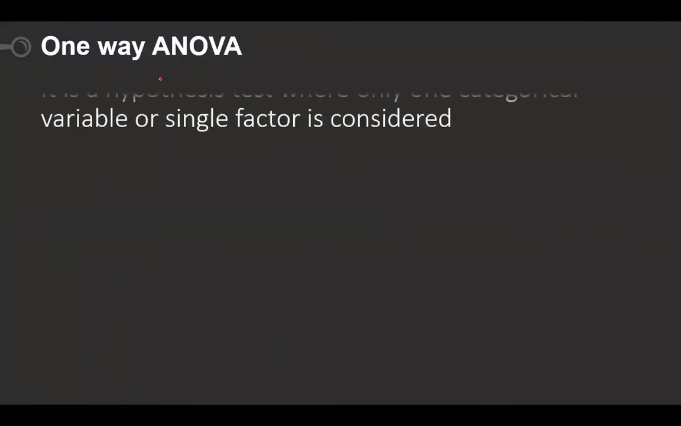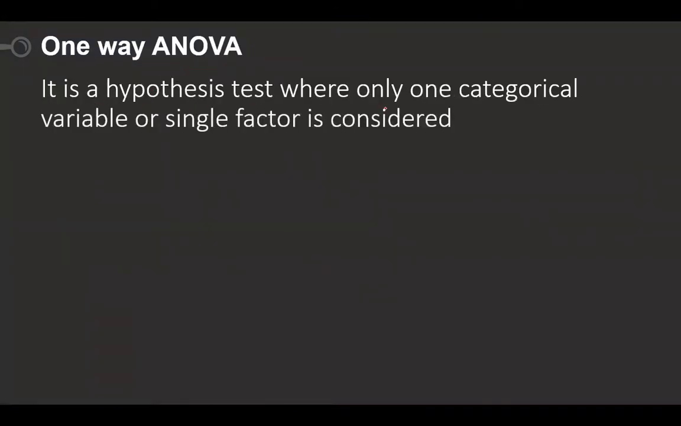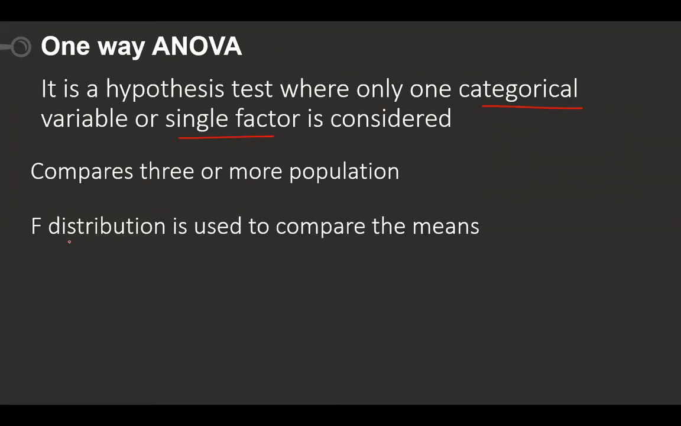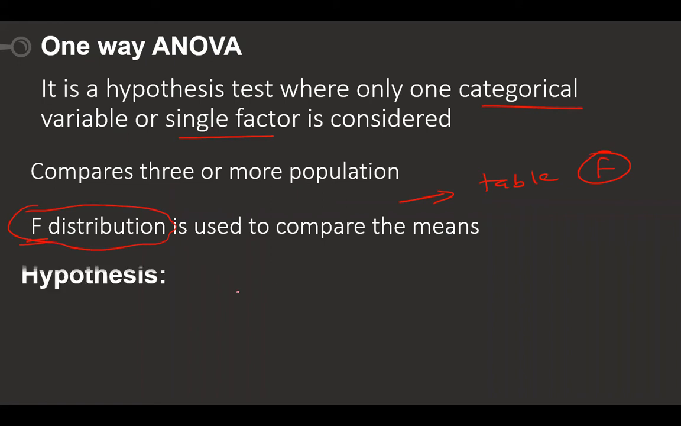So what we are going to do is one-way ANOVA. What are we doing here? It is a hypothesis test where only one categorical variable or a single factor is considered. It will compare three or more populations, and here the F distribution is used to compare the means. Whenever we see the table value, we are using the F table. You have to understand this one. This is very important. So we are using the F distribution here.